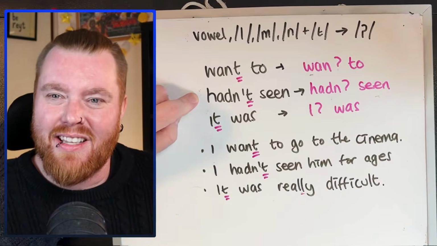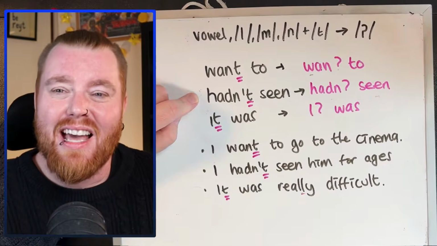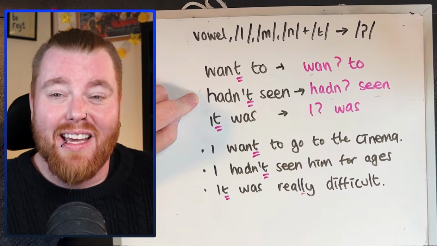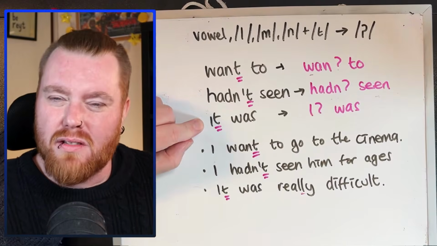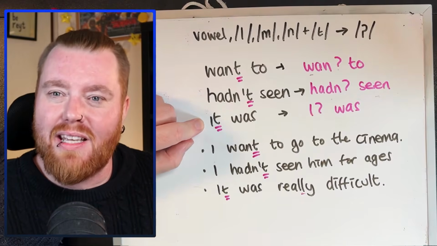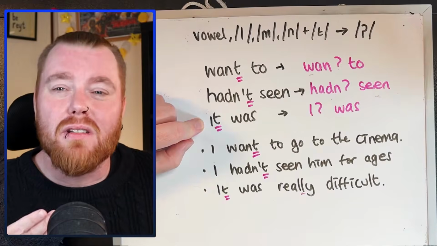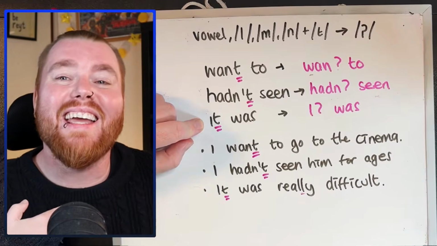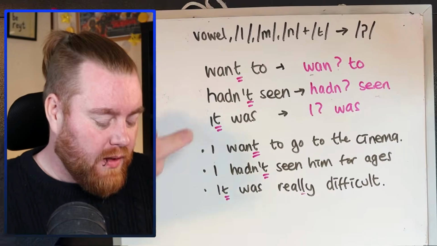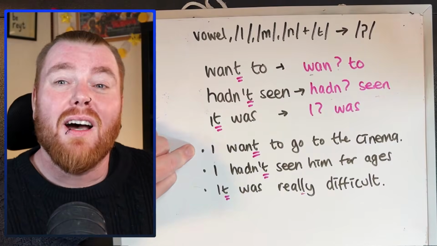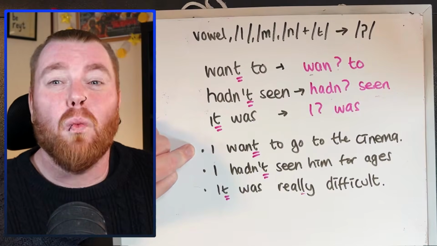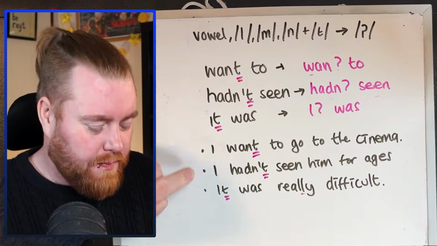Hadn't seen. Hadn't seen. It was. Not he was. It was. Okay? For example, I want to go to the cinema. I want to go to the cinema.